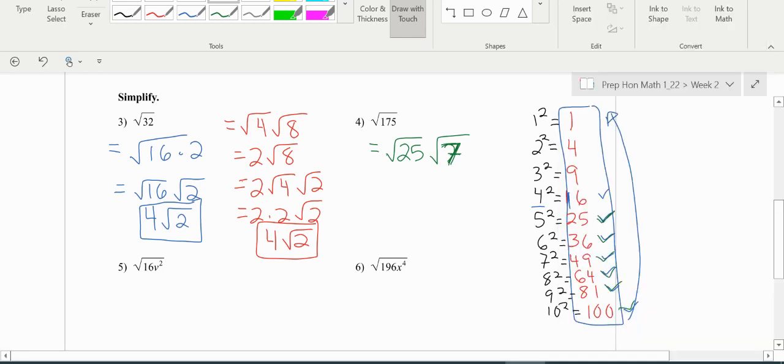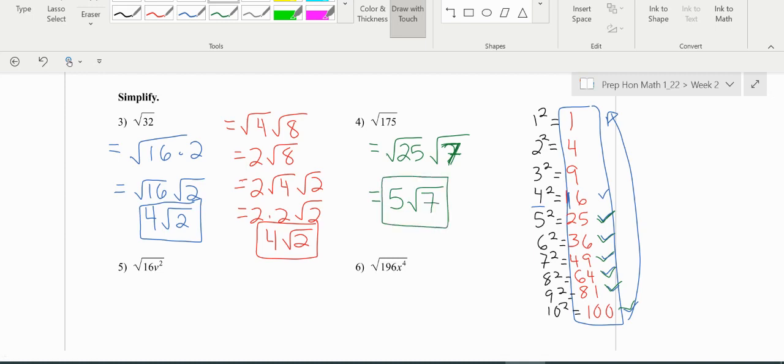The square root of 25 is going to give us 5. The square root of 7, the largest perfect square is 1, so that won't work. So the square root of 175 is equivalent, or the same, as 5 radical 7. So it's like simplifying a fraction. It's like the grammar rules of math. We need to simplify our radicals. So our final answer would be 5 root 7.